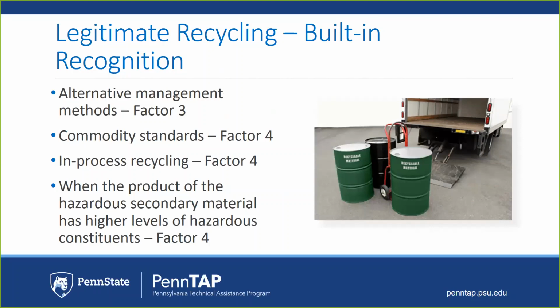In-process recycling, such as closed-loop recycling, where the hazardous secondary material is returned to the industrial process from which it originated, does not require any further demonstration of comparability. When the product of the hazardous secondary material has higher levels of hazardous constituents than the product made from raw materials, but recycling is legitimate, the new standard allows documentation, including certification, to be kept on-site to demonstrate legitimacy, with notification to the regulatory agency.